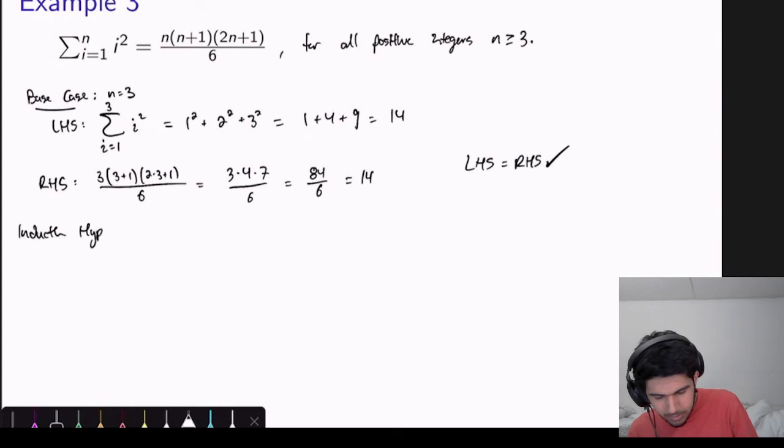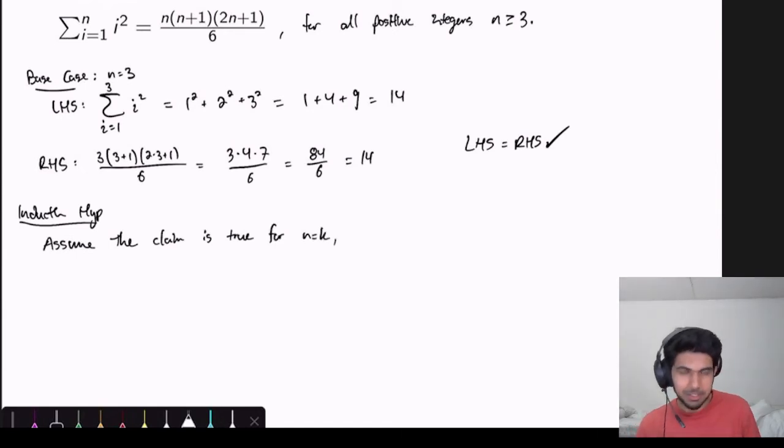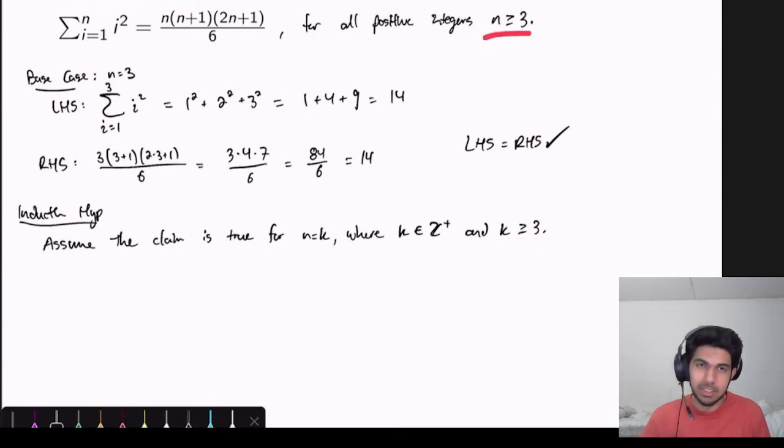So we're going to assume the claim is true for n equal to k, so do the change of variables, where k is a positive integer, specify the domain, and k is greater than or equal to 3. So again, we're bounding it here because it's bounded in the question. If we didn't include the bound this time, then it would be wrong because we're just saying k is a positive integer. We need this bound. And then I'll just restate.